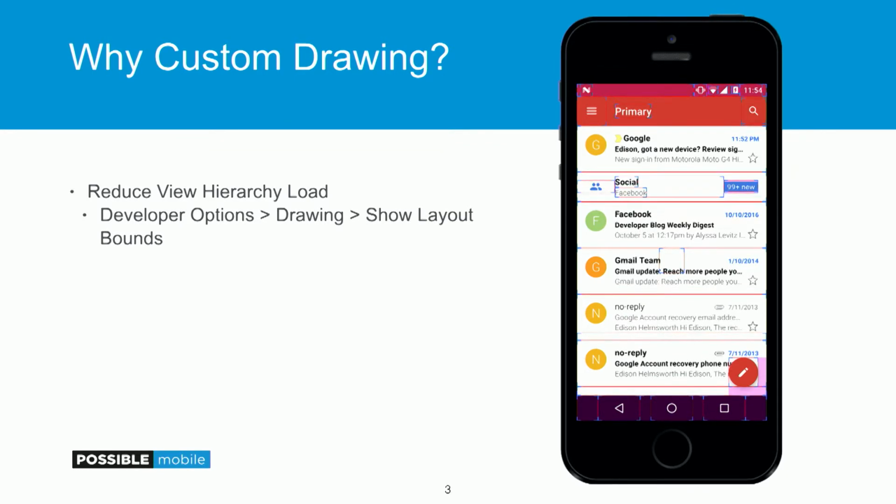So one of our first reasons for why we want to deal with custom drawing is we can reduce our view hierarchy load. With that setting, you can see the number of views actually being drawn on screen. There's a lot of scenarios where each of these email items, rather than having one view for the circle and then one for the letter and then one for the title and the date, that's at least 8 views. It's not needed. You just don't need it.